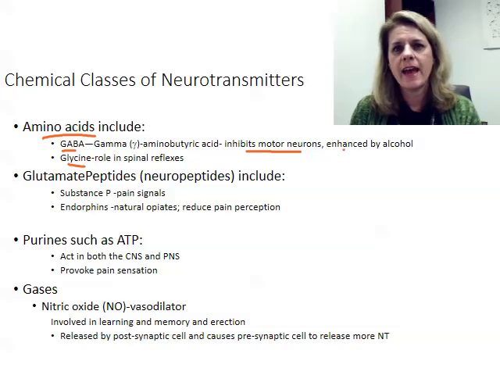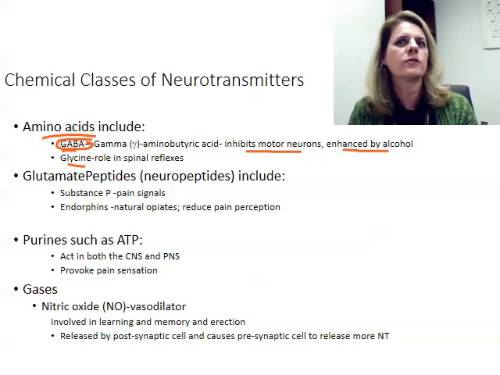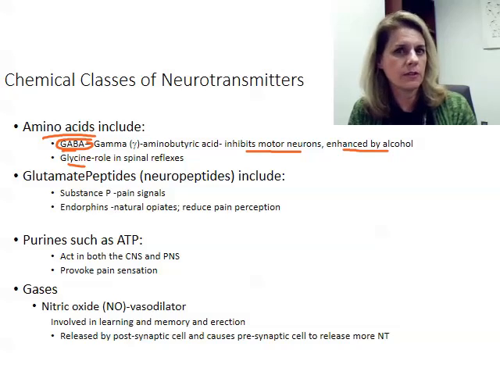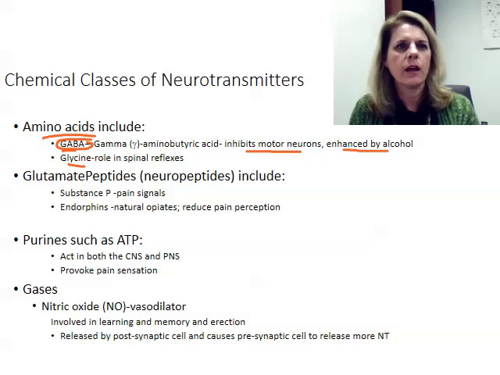And so it's enhanced by alcohol. So if you drink a lot of alcohol, it causes you to have the GABA work better, which would slow down your motor neurons, which leads you to think, okay, that's why you're kind of slow. Your reaction time's a little slow when you're drinking. Glycine plays a role in reflexes. We'll talk a little bit about that later.